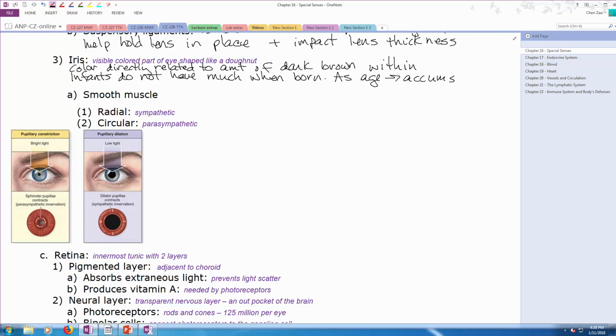Now, when you have a complete absence of pigment, what color is the iris? Red. So there is some, and that's why you have the blue. But if there is an absolute absence, as in albinism, then it's actually red.